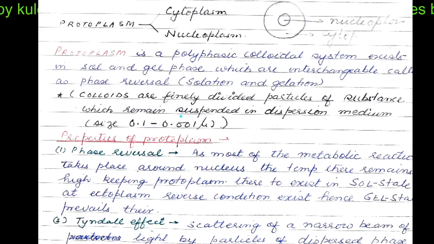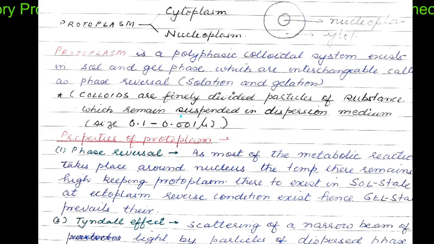Protoplasm, as I told you in that lecture, is a polyphasic colloidal system which exists in two states, called sol and gel phase. These sol and gel phases are interchangeable, and this property is called phase reversal, performed by the process of solation and gelation. If the protoplasm undergoes solation, it gets converted into the sol state, and if it undergoes gelation, the sol state is converted into the gel state.